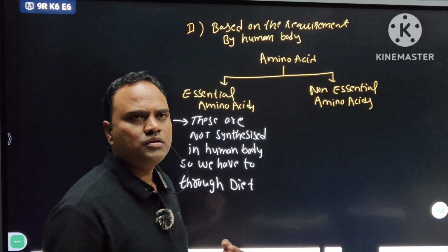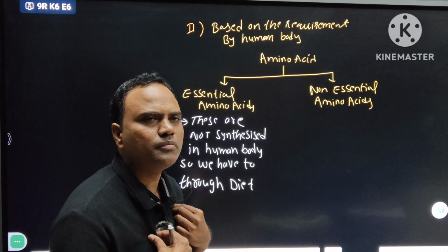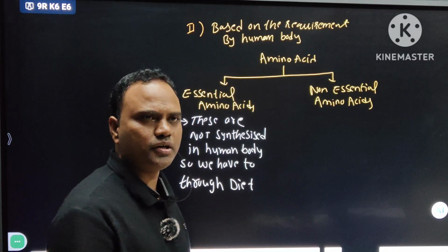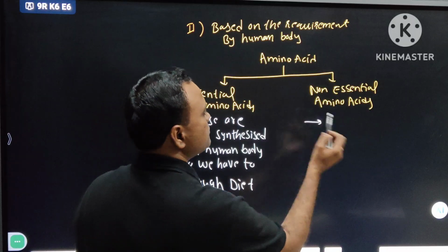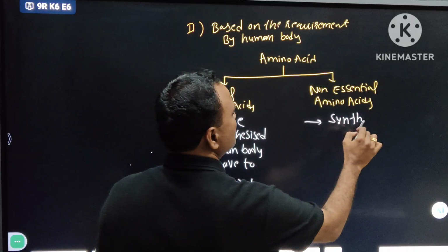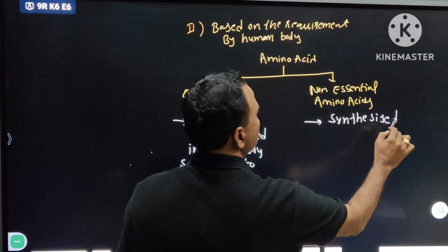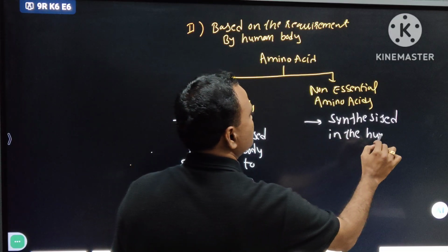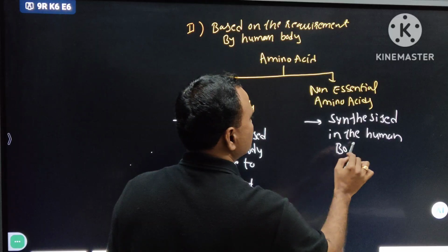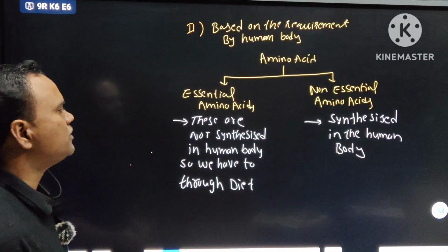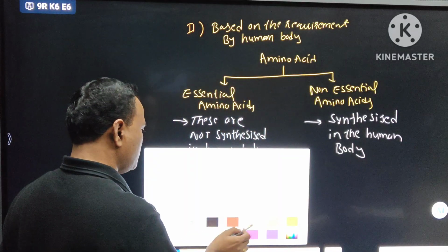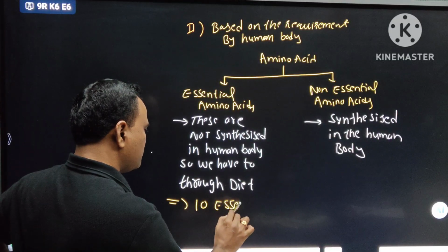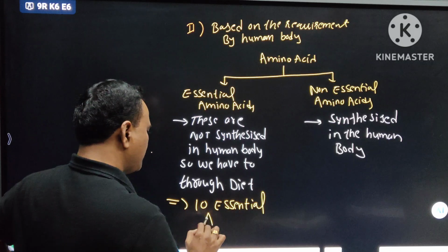Non-essential. Some amino acids are synthesized in the human body. So we need not take them through the diet. So non-essential, not required from outside by the human body. Just write a simple definition: synthesized in the human body. Enough. You can understand the remaining sentence, right? Essential and non-essential. So there are 10 essential amino acids.